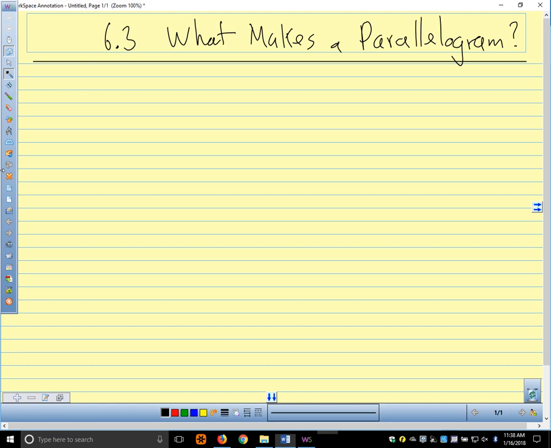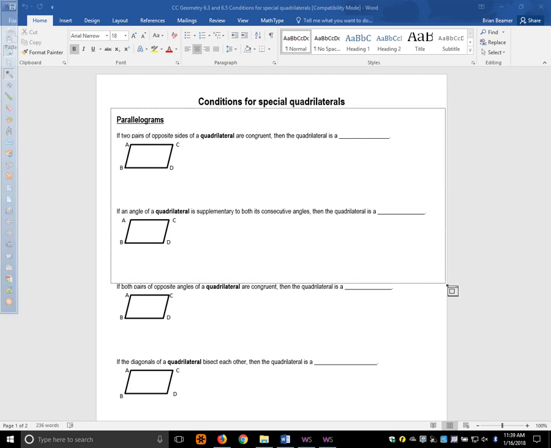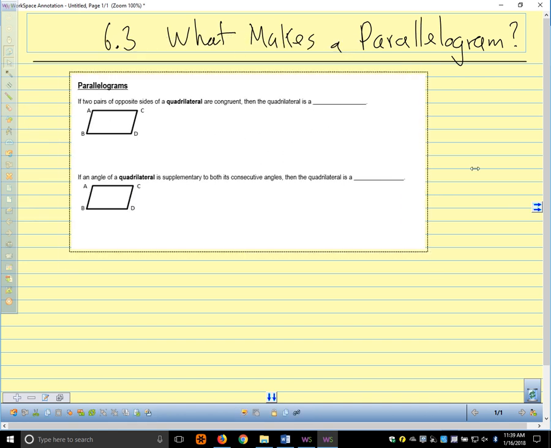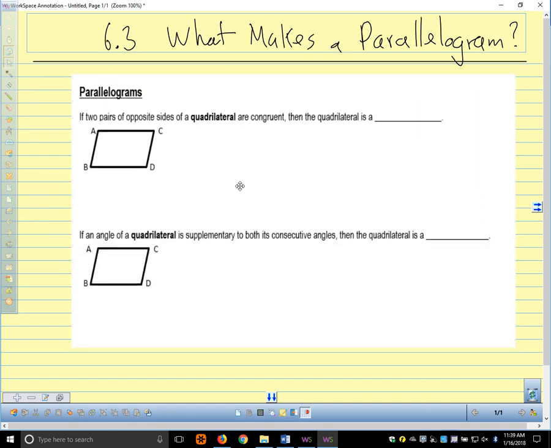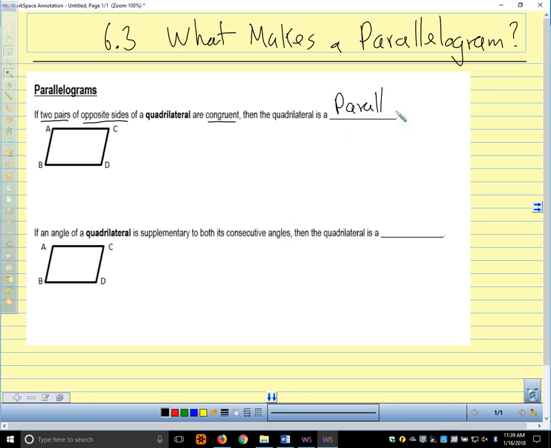All right, so let's look at the first two sections of your graphic organizer. For this first section, we're starting with a quadrilateral. All we know is that we have a four-sided shape, and what we're interested in is what other pieces of information we need to know that we have a parallelogram. Well, the first one: two pairs of opposite sides congruent, then the quadrilateral is a parallelogram.